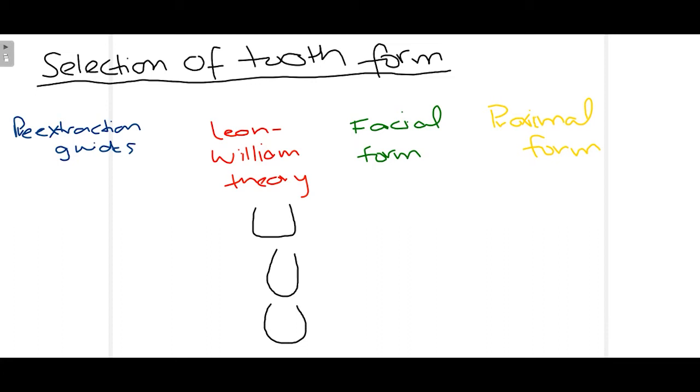Second is facial form. Facial form simply means that if, for example, the face is square, the tooth will be square. If the face is tapering, the tooth will be tapering, and if the face is ovoid, the tooth will also be in ovoid form. Proximal form simply states how the tooth appears from the sides. For example, if a tooth is flat, it will appear something like this, and if a tooth is convex, it will appear something like this, the convexity like this.